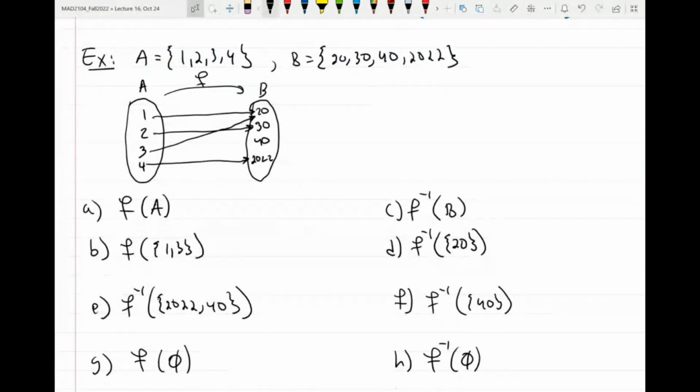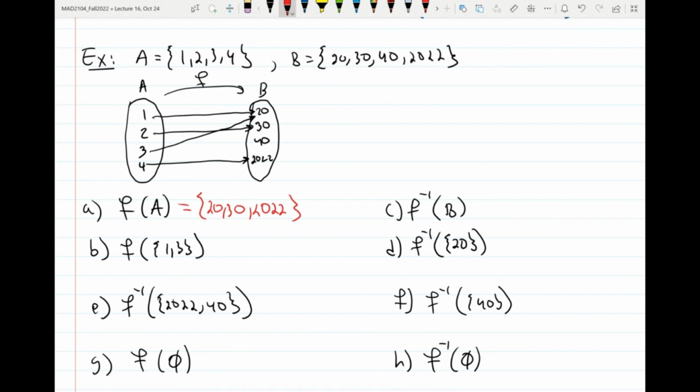All right, let's see. Image of A. What is this? 20, 30, 20, 22. So that would be {20, 30, 22}. Does everyone understand this? Remember, it's all possible outputs of elements of A. In this case, A happens to be the domain of the function, right? So the image of the domain is just the image of the function, or the range of the function, okay? Notice how we are skipping 40. Why are we skipping 40? Because nobody gives you 40, right? These are all possible outputs of elements of A.